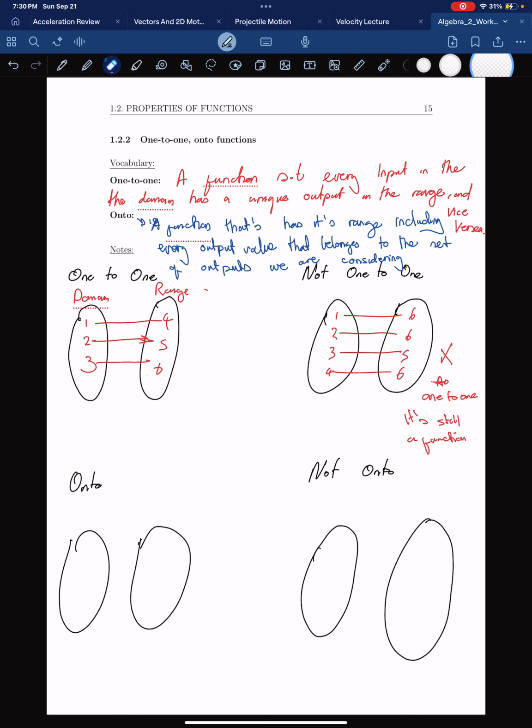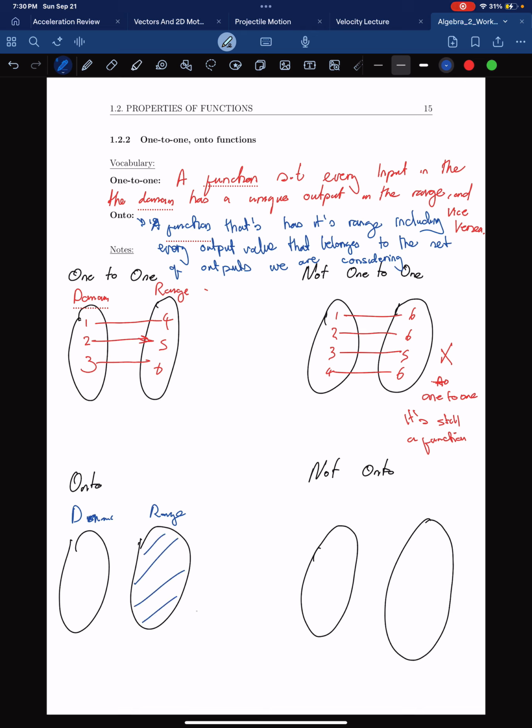All right, so an example of a function that's onto would be, let's see, basically we want to make sure that on our domain and our range, every value is used.